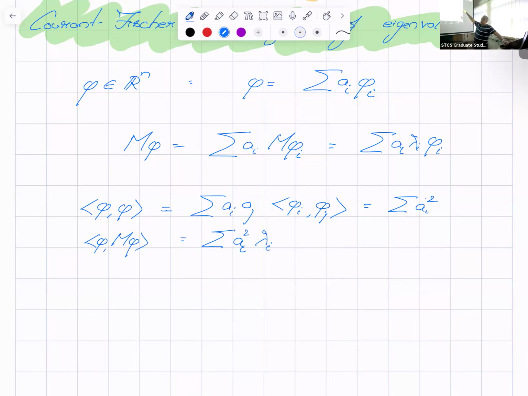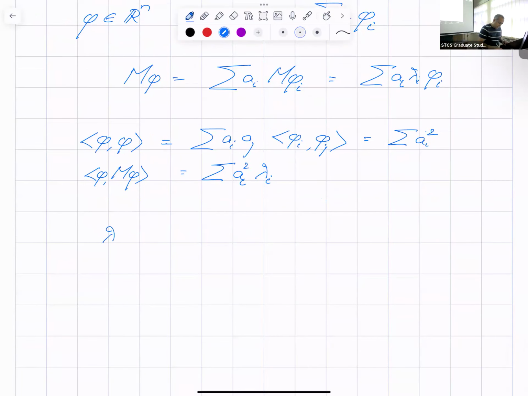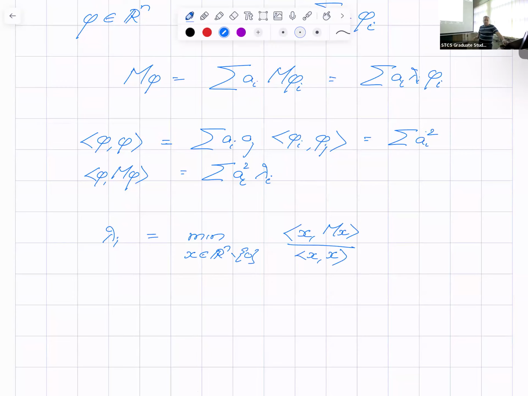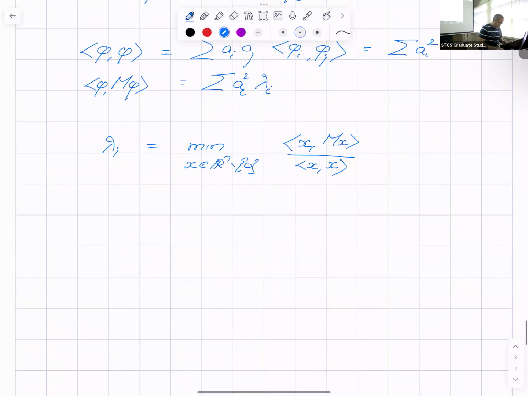What we are asking is the ratio between these two quantities. How small can it be? How large can it be? The Courant-Fischer theorem basically says, and it should be clear, that lambda 1 is in fact the minimum over all non-zero x in R^n of x transpose M x over x transpose x. This should be clear from what we said so far. Similarly, lambda n should be the maximum. In fact, you can do it for each one of these, but I'll stop with just these two for now.